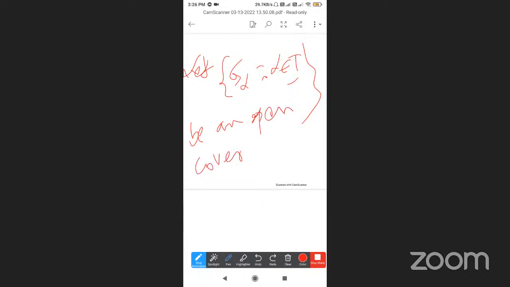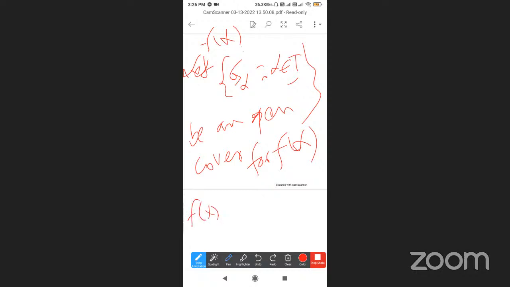Let {G_alpha : alpha belongs to I} be an open cover for f(X). To show that f(X) is compact, we take an open cover of it, so let it be an open cover of f(X).